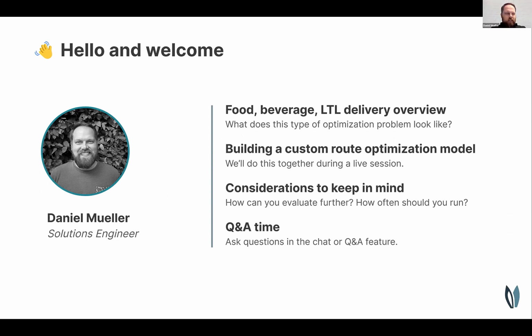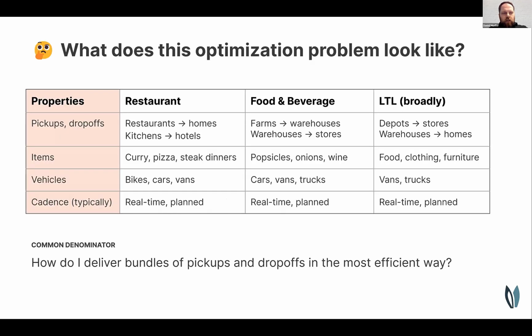Yeah, thank you, Haley, and hello, everybody. As Haley mentioned, we want to show a lot of things today in our tech talk. And before we do that, let's take a quick look at what kind of optimization problem we're looking at today. As the title already told you, we're looking at food and beverage transportation, LTL transportation, and also restaurant deliveries. They have some common properties, but also some distinguishing properties. And I want to give you a brief overview of those.